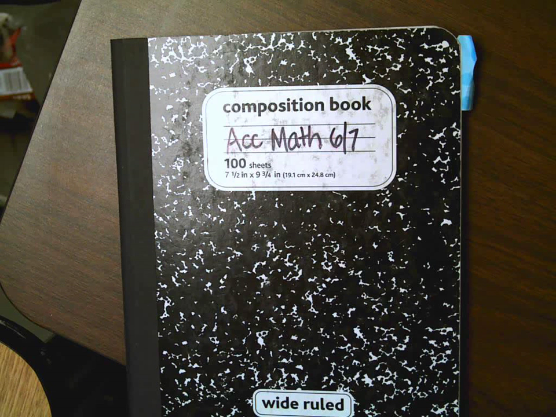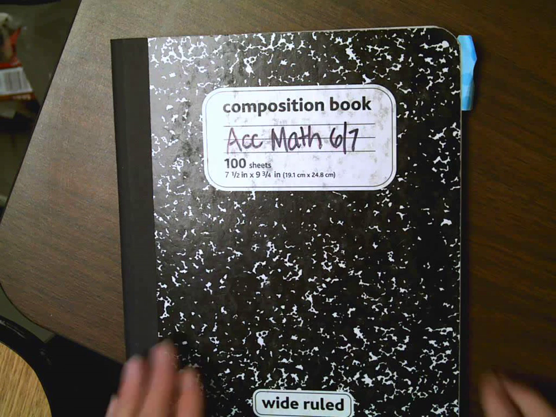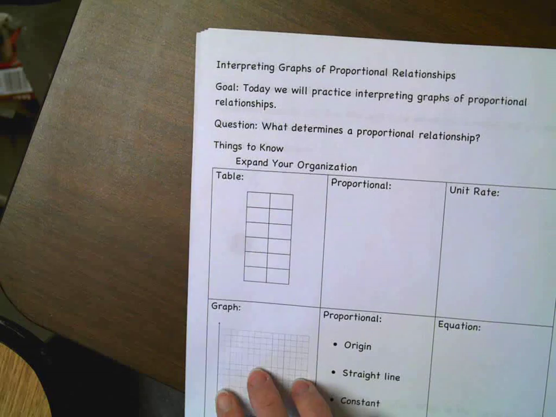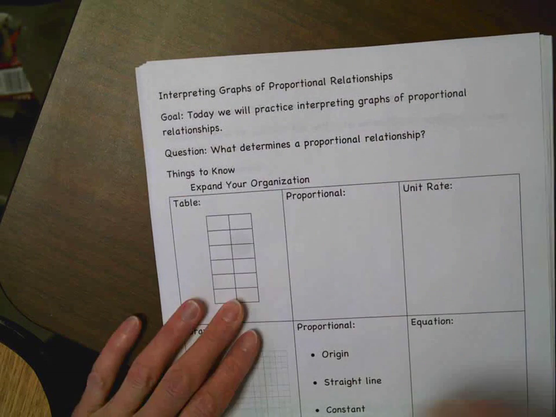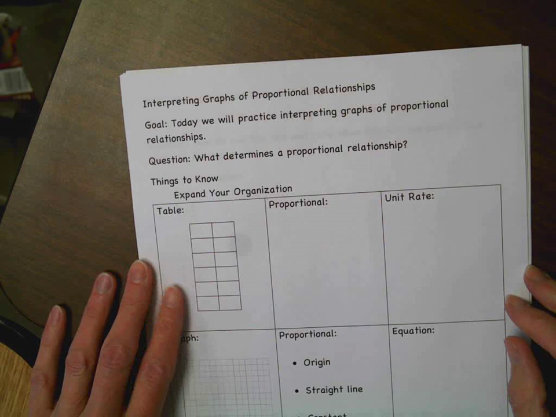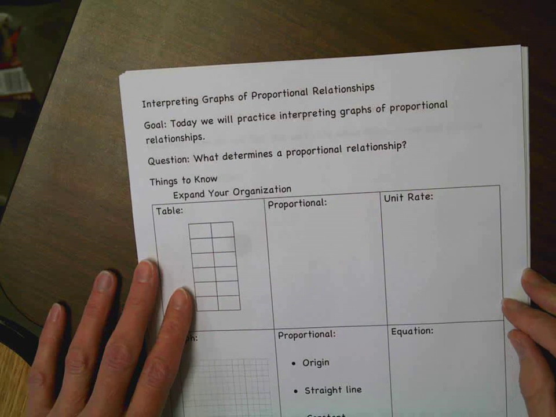Accelerated Math 6-7 students. We are working in Module 7, and this is Lesson 4. I'm so sorry about my voice, but you already know I've got a cold. So the name of Lesson 4 is, I'm going to try to be loud enough that you can hear me, so if I go in and out, I apologize. But the name of Lesson 4 is called Interpreting Graphs of Proportional Relationships.